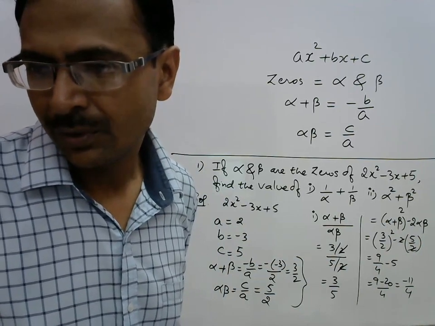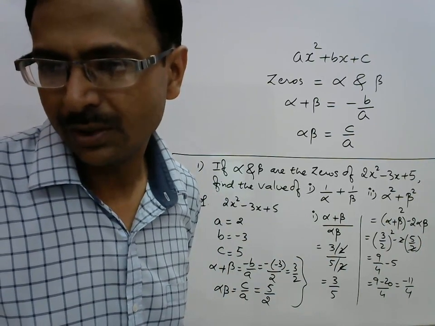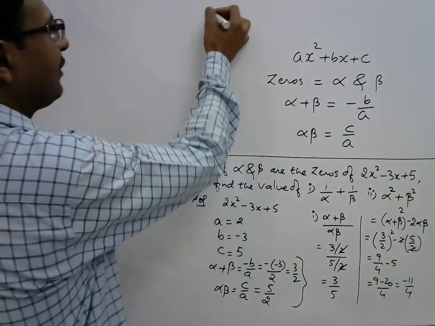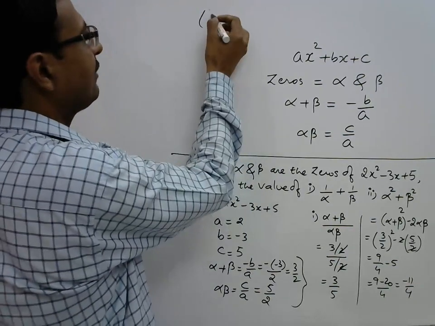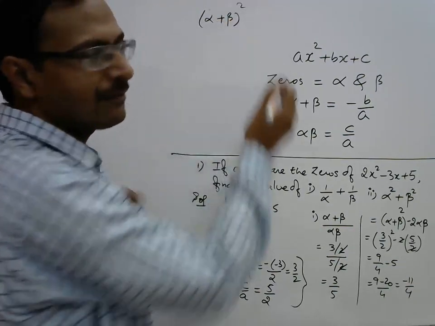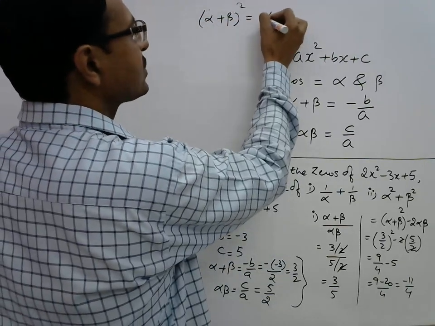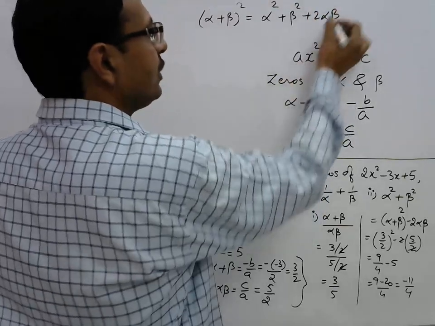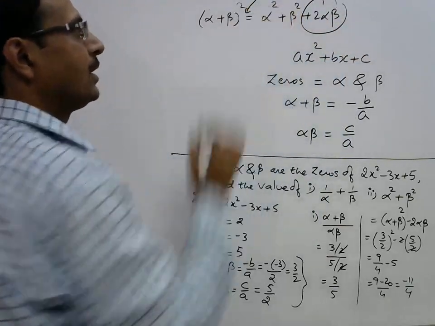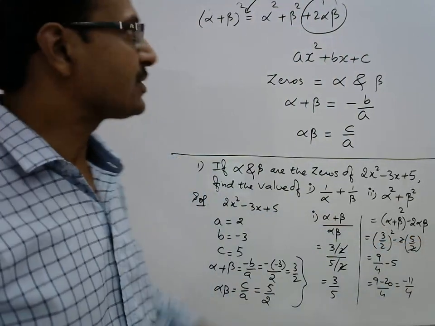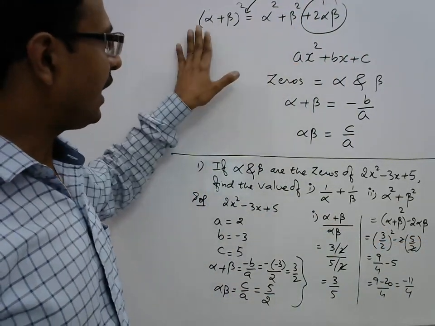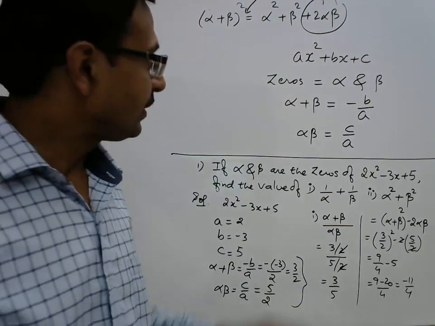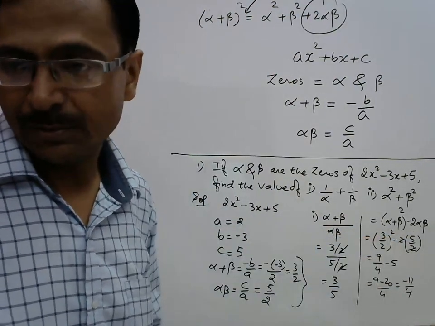Sir, why do we put 2 alpha beta? Anmol asks, why have I put 2 alpha beta? Okay, see, alpha plus beta whole square, I think you can see this. The identity for alpha plus beta whole square is alpha square plus beta square plus 2 alpha beta. So if you take this term to the other side, the identity becomes alpha square plus beta square equals alpha plus beta whole square minus 2 alpha beta. So that is the reason why I have put minus 2 alpha beta here.